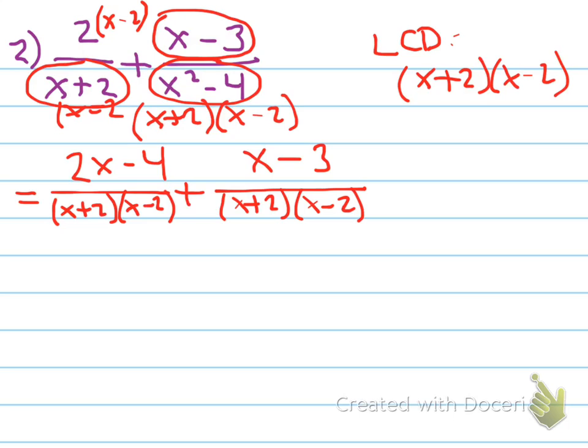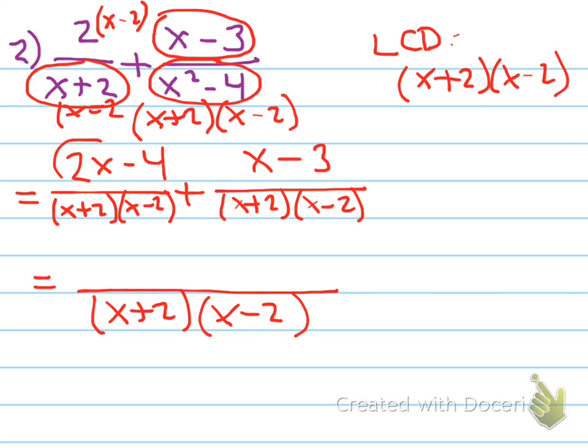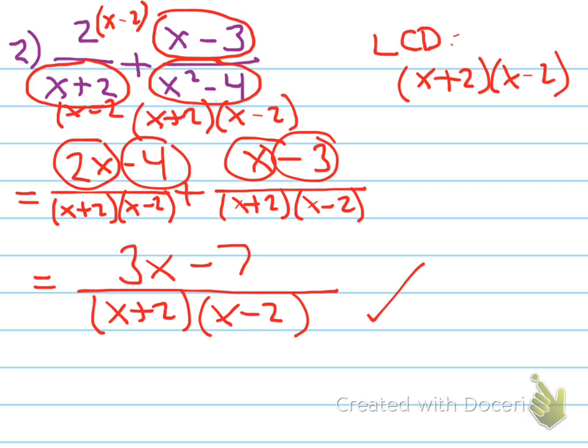But now we're all set to add these guys together. I will have x plus 2x minus 2 on the bottom in the denominator. And in the numerator, I see I have 2x plus x, I have 3x. And I have negative 4 plus negative 3, I have minus 7. And now these are added together, and that's all set to go.